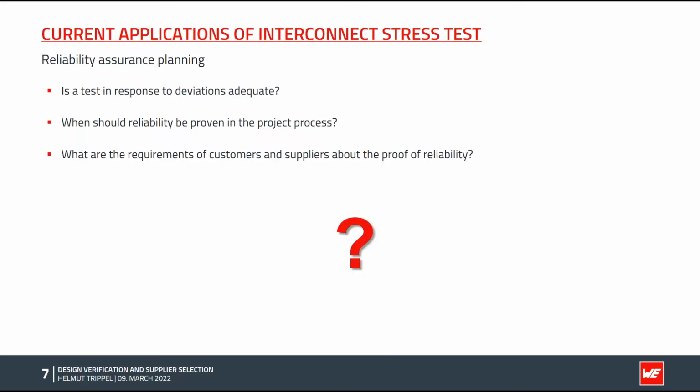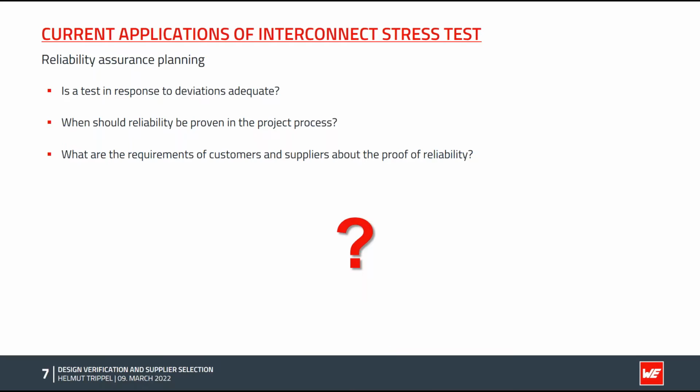Secondly, when should reliability be proven in the project process? In this case as well, I think if you determine that reliability is needed and prove it as early as possible, you will have the best case scenario to act accordingly and to either do an optimization and a retest, or to have certainty about the reliability of the product.